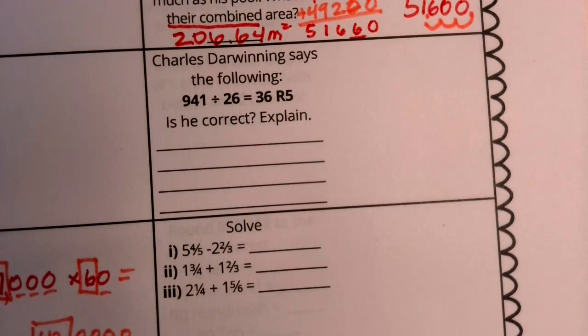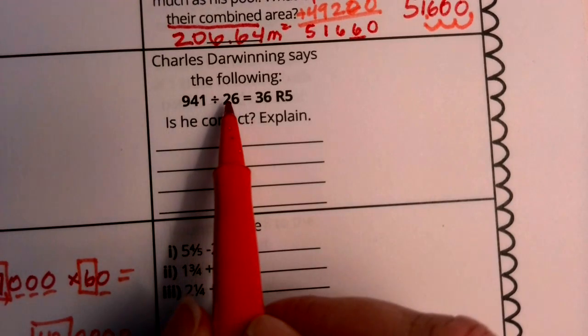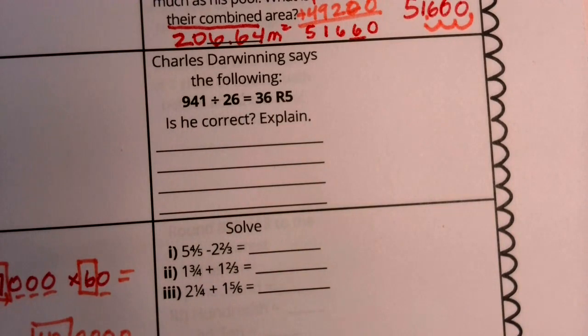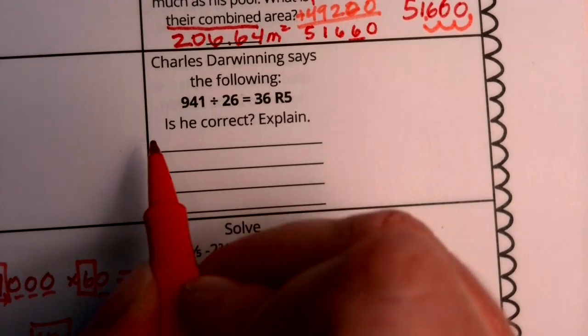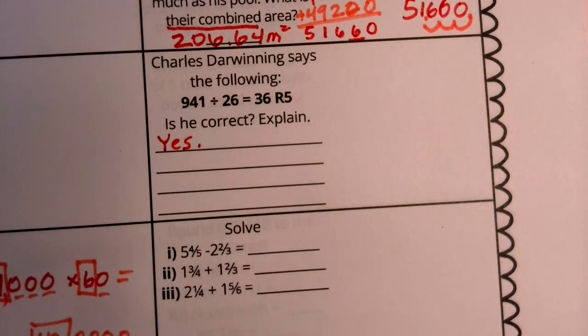Charles Darwin says the following, that 941 divided by 26 equals 36, remainder 5. Is he correct? And explain. Well, as you did your work, I am sure you found the basic answer to be yes. He's correct. That is true. Now let's go ahead and talk about one way that you could explain this.